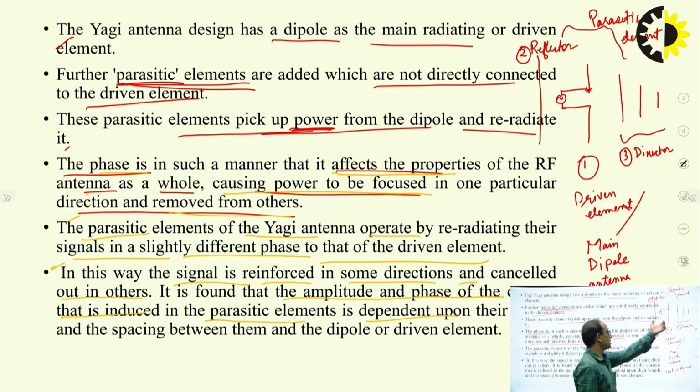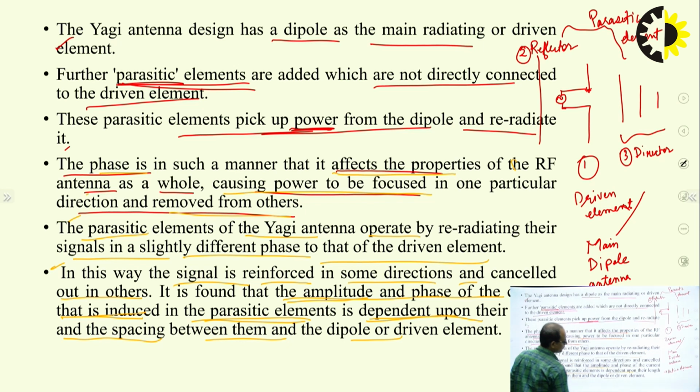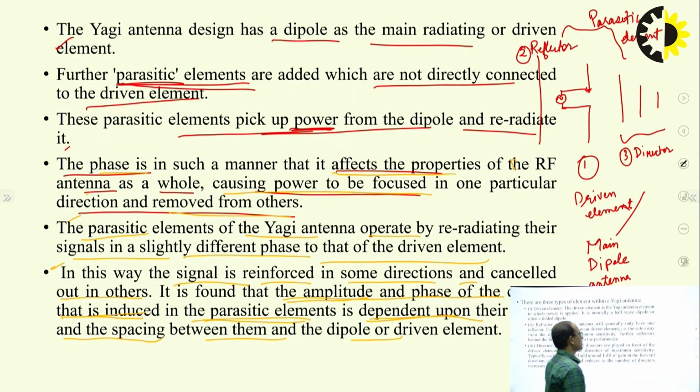It depends on the signal received from the main driven element. So the reflector and directors get excited in such a way that the amplitude and phase of the current induced in the parasitic element is dependent upon the length and the spacing between them and the dipole. Clear?